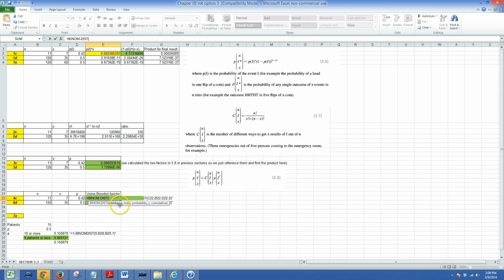The number of successes, which in this case is 7, the number of trials, which in this case is 11, the probability, which is 0.42, or in D22, and cumulative is typically 0 unless you want to find the probability of everything up to this number, but we want to find the probability of exactly 7, so we use a 0 there. Hit enter and you notice that this result and this result and this one are the same, even though we used a different method to calculate those.